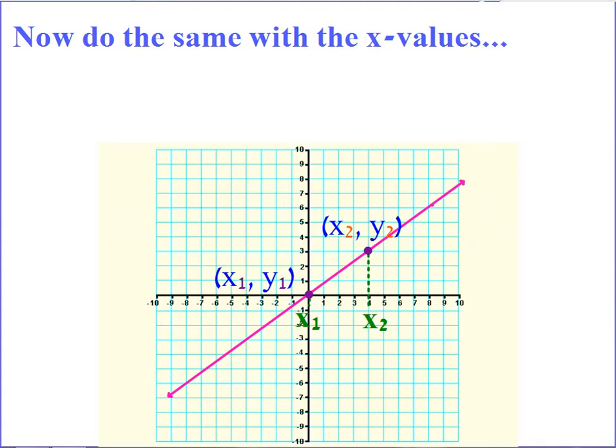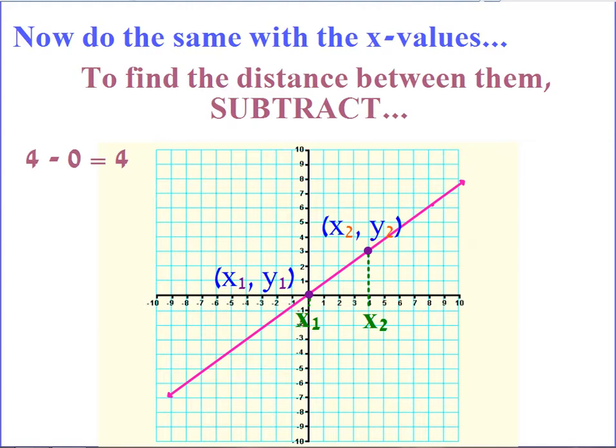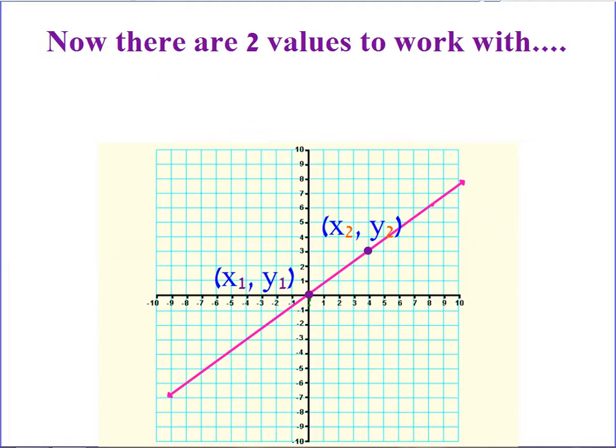I'm going to do the same thing with the x values. If I go straight down to my x-axis and look at the x values on the 2 points, x1 we see is at 0 and x2 is down here at 4. To find the distance between them, again we subtract. So 4 minus 0 is equal to 4. Or I could say that x2 minus x1 is equal to 4. Same thing.